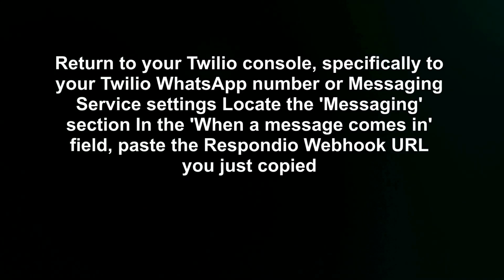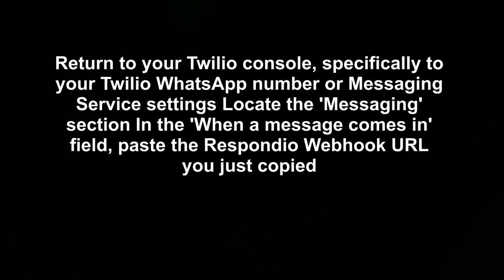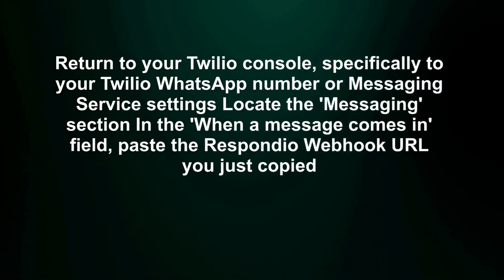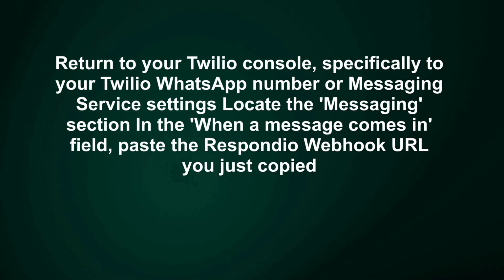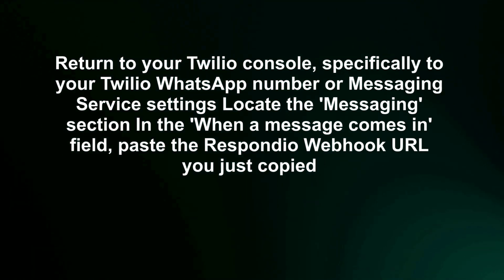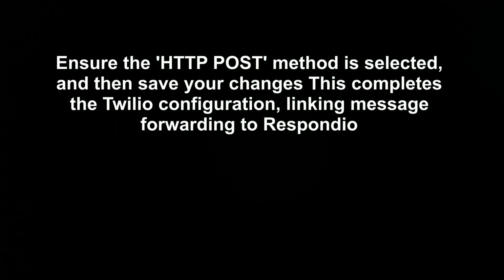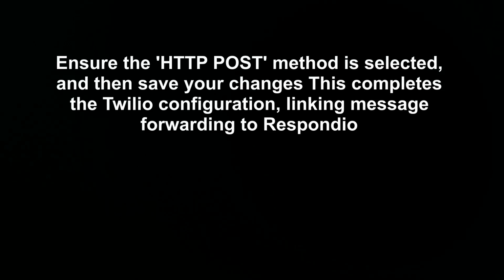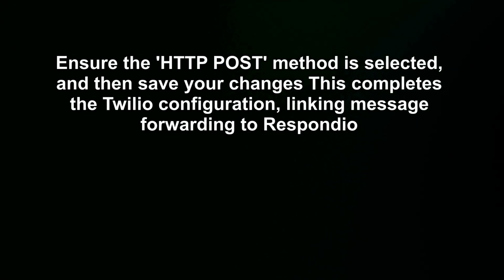Return to your Twilio console, specifically to your Twilio WhatsApp number or messaging service settings. Locate the messaging section in the When a Message Comes In field. Paste the Respondio webhook URL you just copied. Ensure the HTTP post method is selected, and then save your changes. This completes the Twilio configuration, linking message forwarding to Respondio.